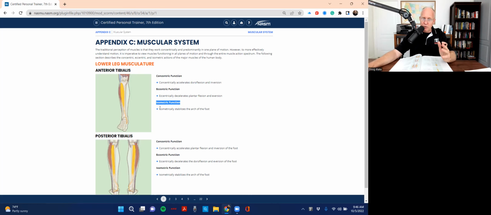So what you're going to notice is that, again, look at the isometric function. What is isometric? What is iso? Same, right? Iso, like an isosceles triangle, where all the sides are the same length. Metric is the word for length, so the metric system is technically a length-based system. You want to say it like that. So isometric, same length. An isometric contraction is when the muscle is tensed, but it's not lengthening or shortening.